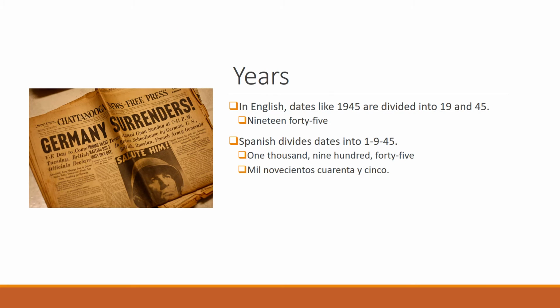Or years. This gets a little bit tricky. So in English, if we are going to say a year, we typically divide it into the first two numbers and then the second two numbers. So we would say nineteen forty-five. However, in Spanish, we divide that same year into one thousand nine hundred forty-five. Just a different way of splitting up the number. So in Spanish, that would be mil for 1,000. 900 means 900. 45 means 45.